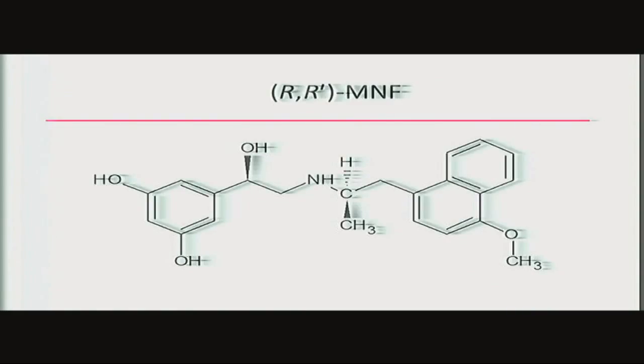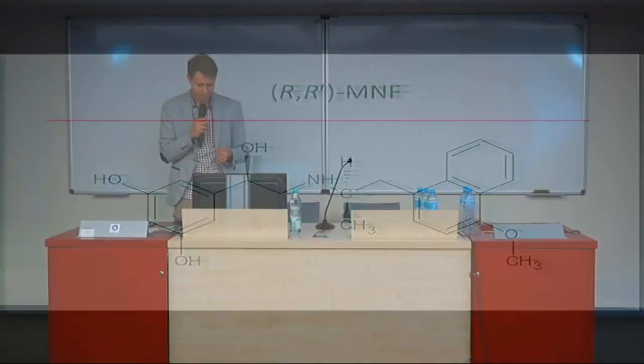And luckily, apart from RRMNF, we had a whole bunch of derivatives and isomers based on the same scaffold. And when you look at this carbon atom, it's actually quite special because it has 4 different moieties attached to it, so it's a chiral carbon. And you can have the same moieties attached to it in a different orientation and get a different compound. So when you rotate the 2 moieties, you get RS MNF.